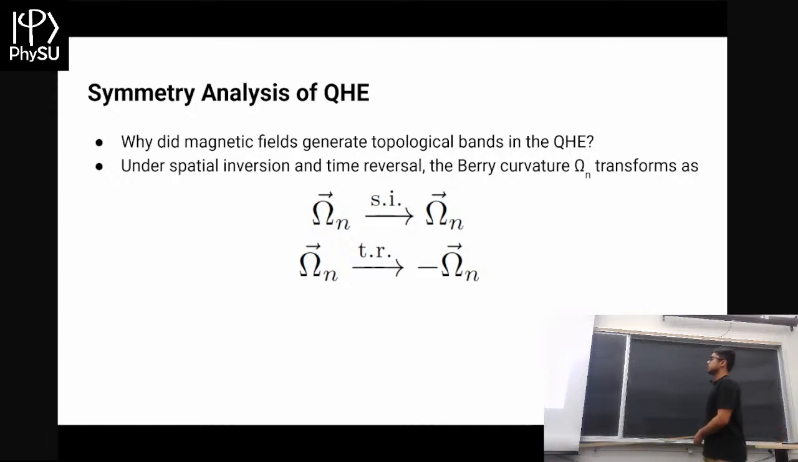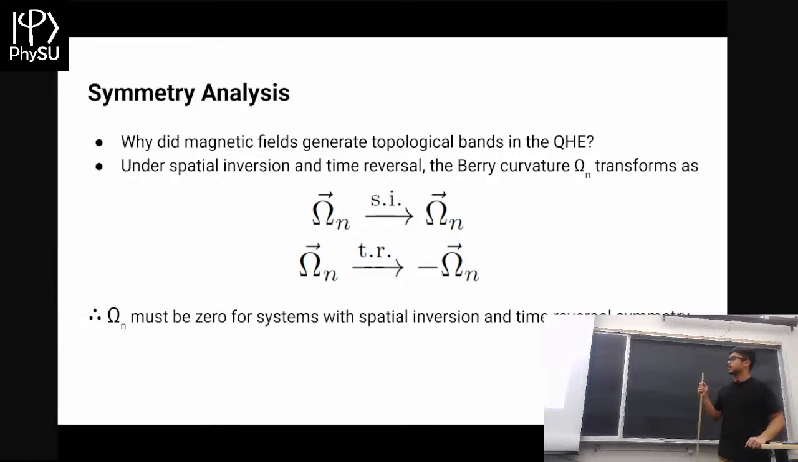Under spatial inversion and time reversal operations, what that means is that for spatial inversion, you take x to minus x, y to minus y. It turns out that the Berry curvature is the exact same. If you take time to the negative of itself, so if you replay the physics exactly backwards, physically that would say instead of an electron going from left to right, it would go from right to left, it turns out that the Berry curvature picks up a negative sign.